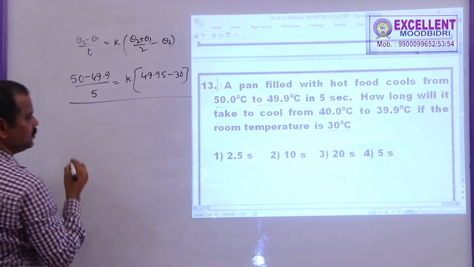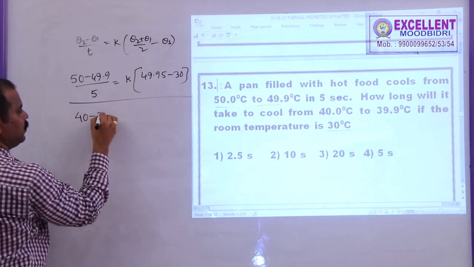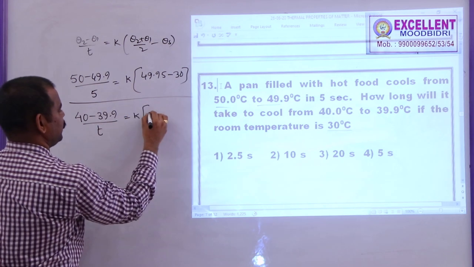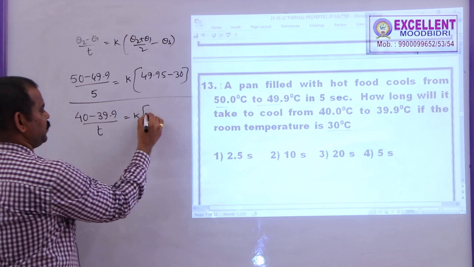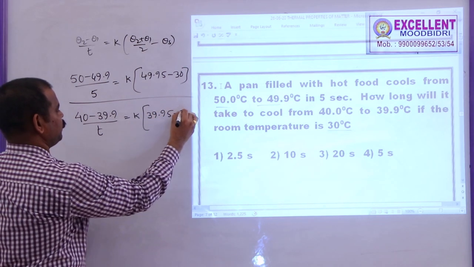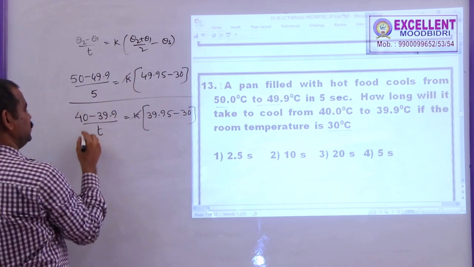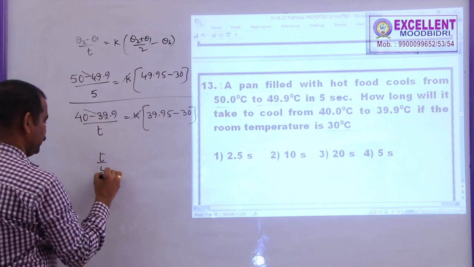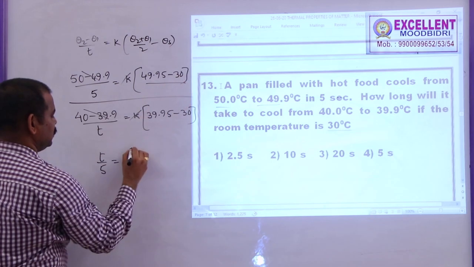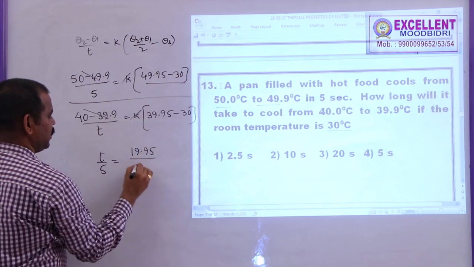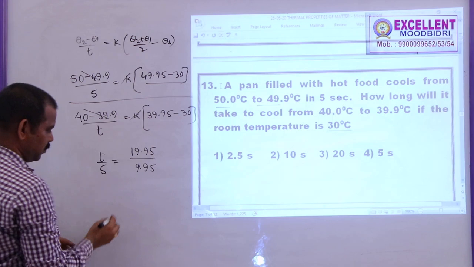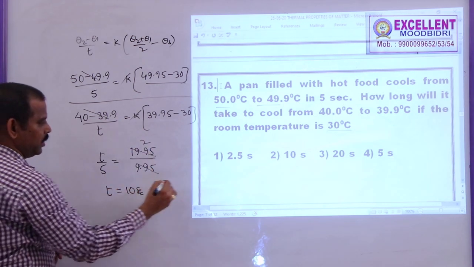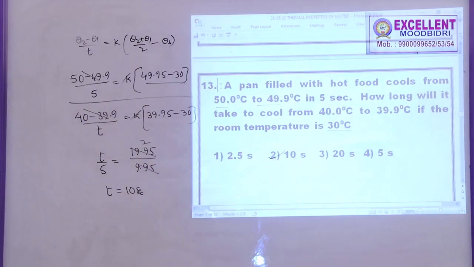In the second case, this was 40 and decreased to 39.9 in some time, which is given by the average of these two, 39.95 minus 30. These two get cancelled. This is also 0.1. So this will go up. T by 5 is equal to 19.95 by 9.95, which is almost equal to 2 times. So time is equal to 10 seconds. Option 2 is correct.